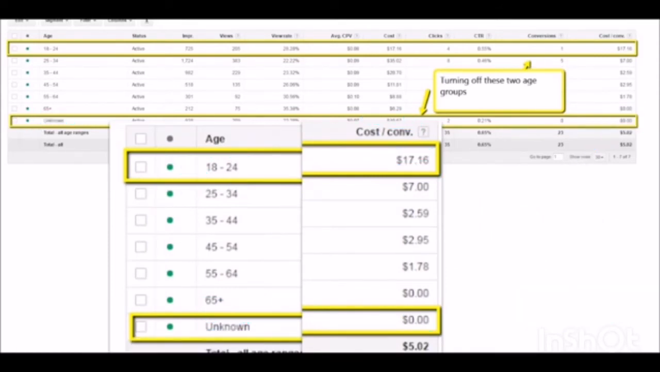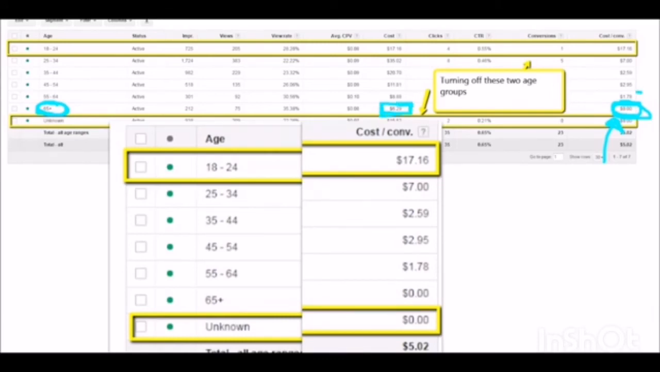Now, what you may notice here if you zoom in is that people 65 and over, I haven't made any conversions with. They haven't entered any email addresses. But the reason I'm not turning this age range off yet is because I haven't spent enough money with that group yet. I've only spent a couple bucks, so I'm going to wait for more data to come in before I decide to turn off this entire age group.